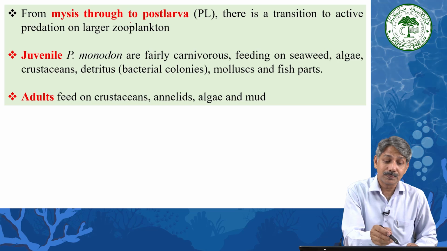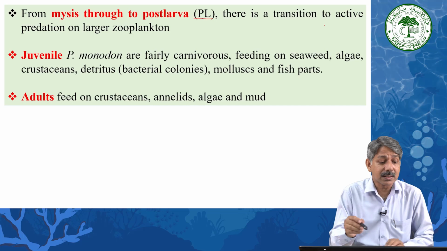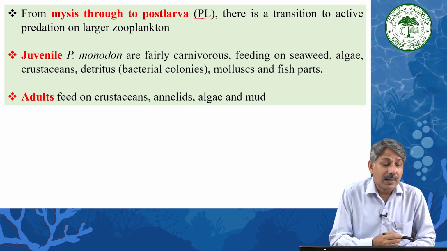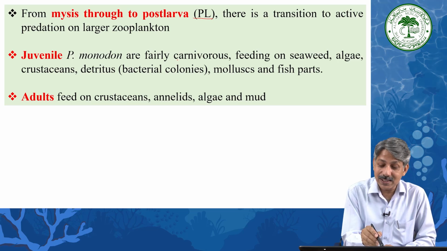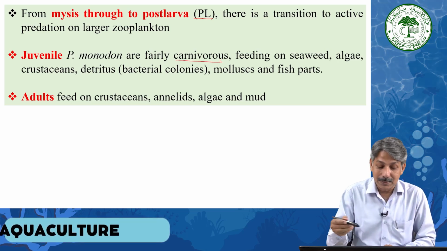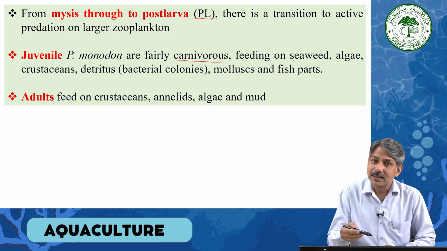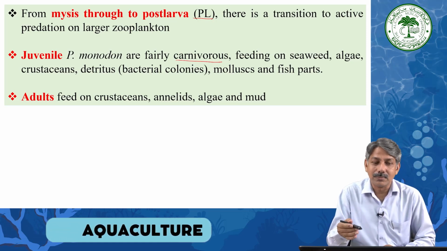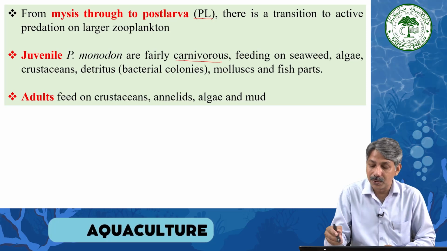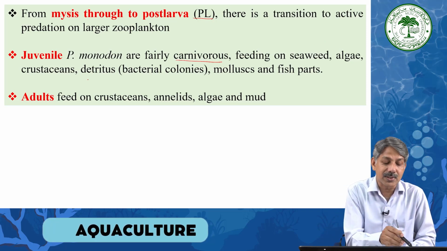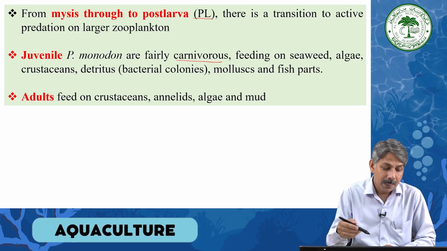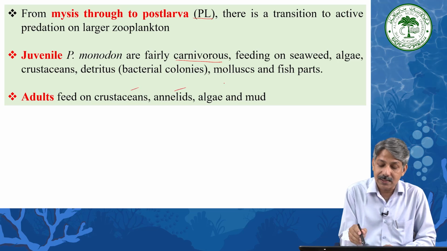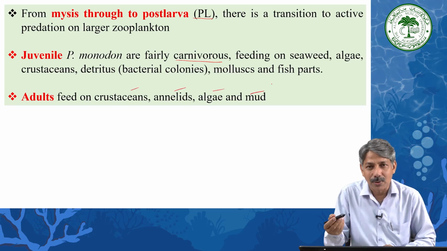From the mysis through to post larva, the PL stages, there is a transition to active predation on large zooplankton. Juvenile Penaeus monodon are considered to be carnivorous. They feed on a variety of items, in fact. They are carnivorous, but broadly you can say they are omnivorous. They can feed on seaweed, algae, crustaceans, detritus, mollusks, and some fish parts if they get them. Adults feed on crustaceans, annelids, algae, and detritus or mud.